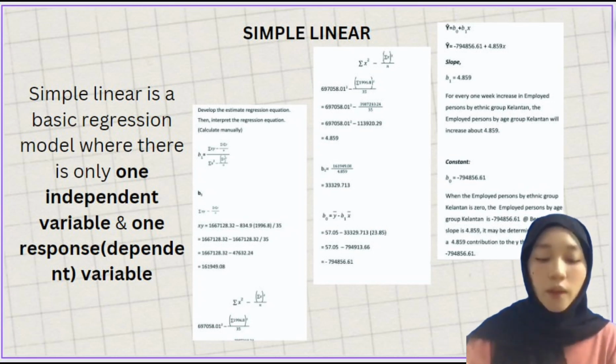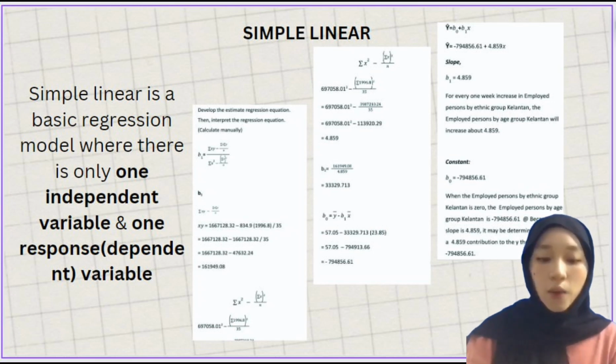Develop the equation: Y equals 794,856 plus 4.859x. Slope B1 is 4.859. For every 1 unit increase in employed persons by ethnic group in Kelantan, the employed persons by age group in Kelantan will increase by about 4.859.